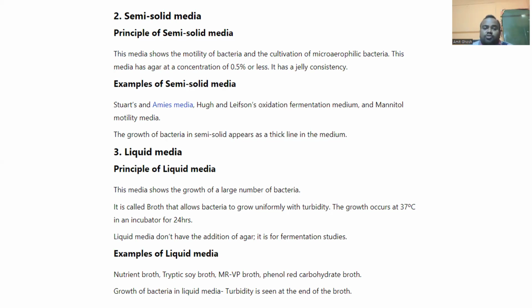This media is used to grow bacteria which have motility. We are looking for motility, so the media will show the motility of bacteria and the cultivation of microaerophilic bacteria.